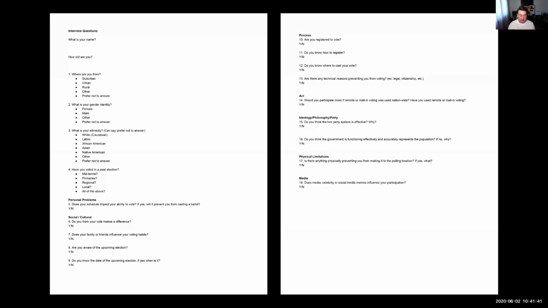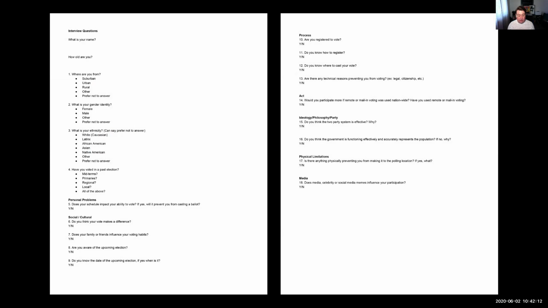Next, social and cultural. Do you think your vote makes a difference? Does your family or friends influence your voting habits? Are you aware of the upcoming election? Do you know the date of the upcoming election? Next, process. Are you registered to vote? Do you know how to register? Do you know where to cast your vote? And are there any technical reasons preventing you from voting, i.e. legal, citizenship, etc.?